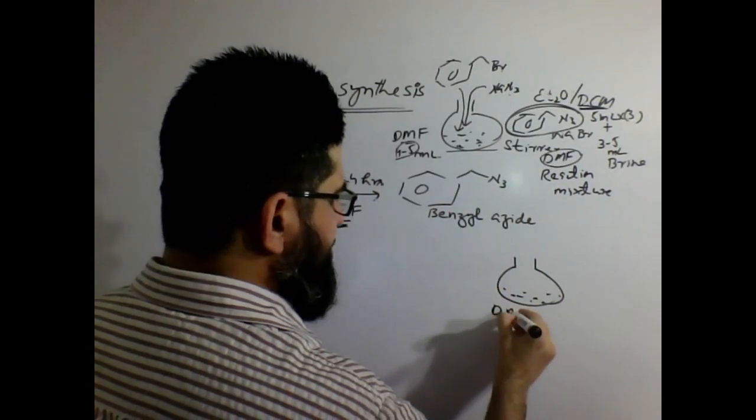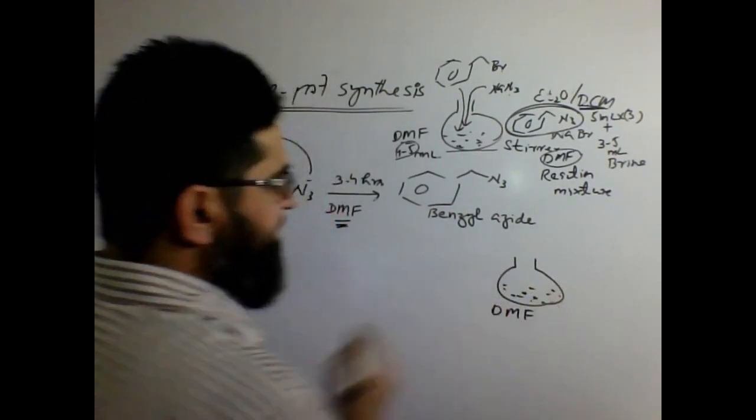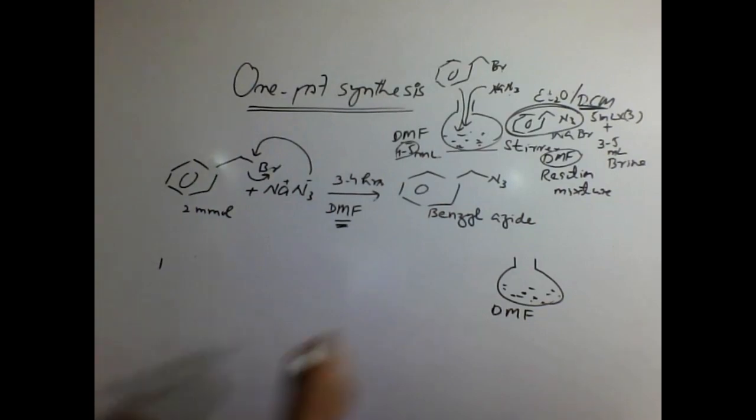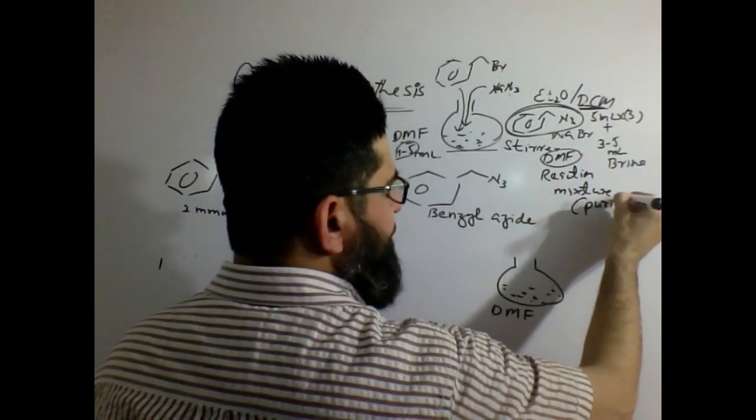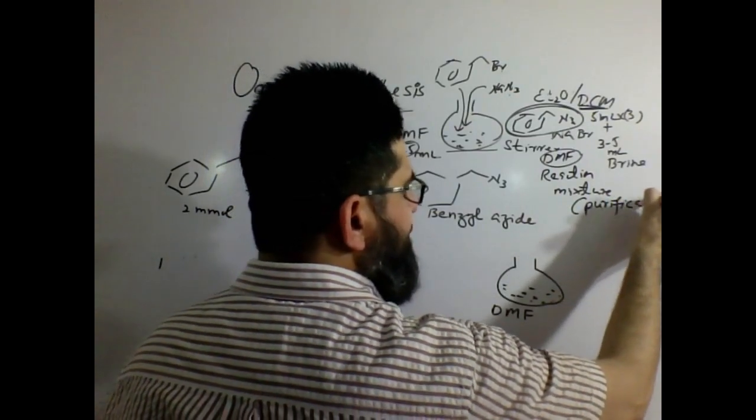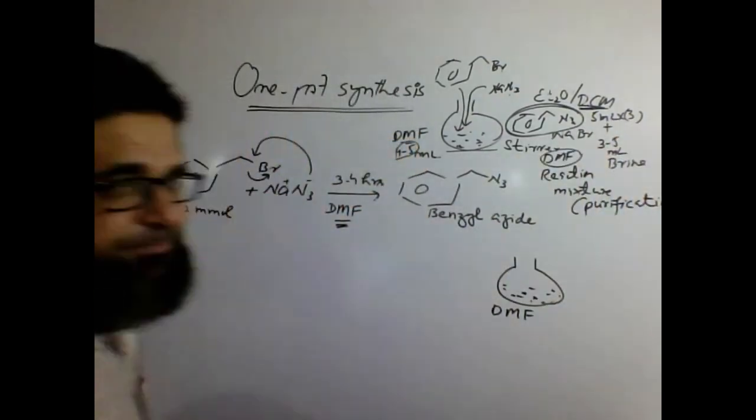Let's say we could use DMF again. We have put the DMF again. This process is called extraction. Ultimately, it is called purification, because we have purified the product.